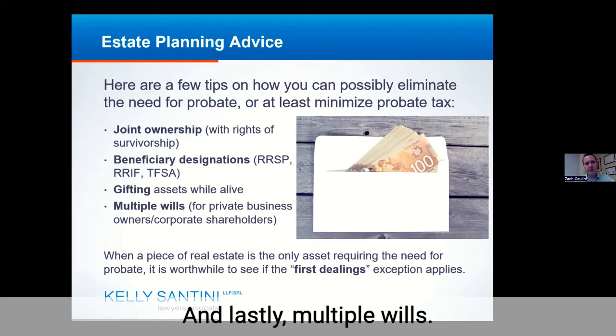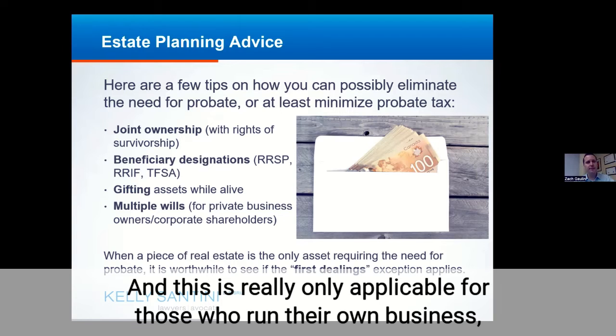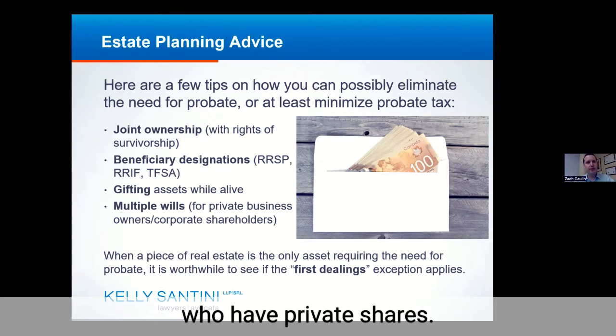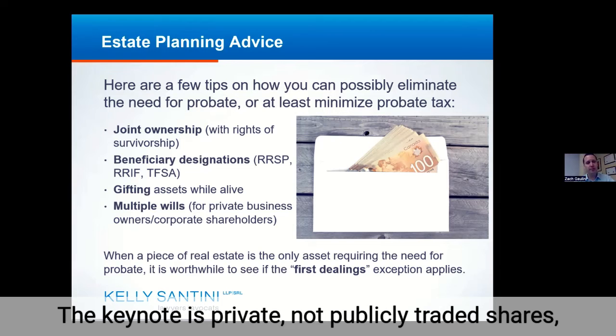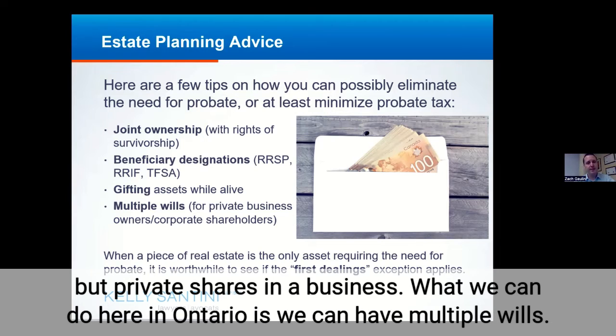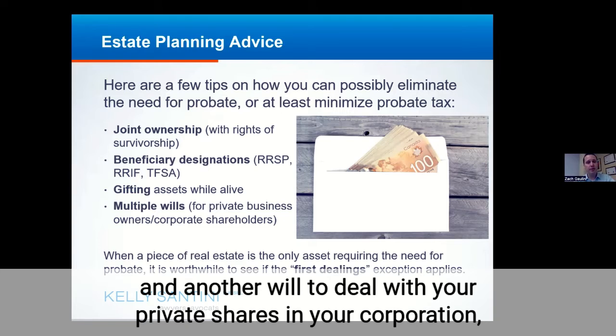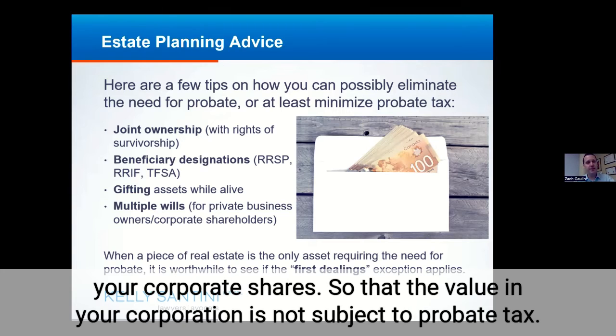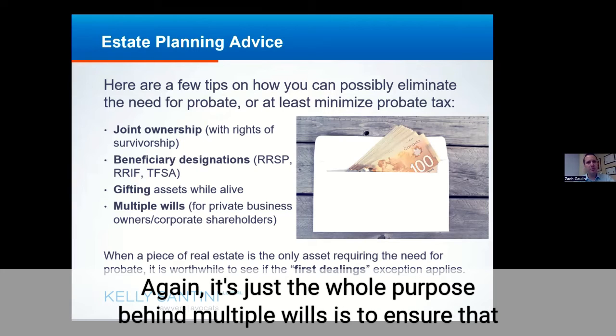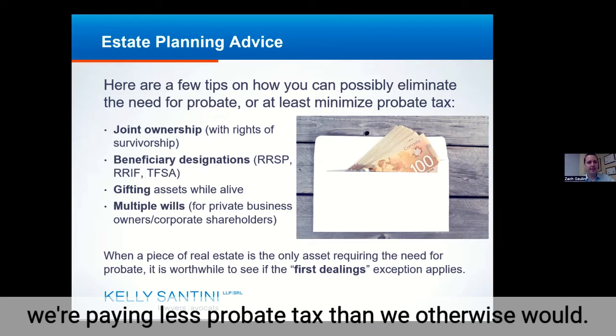And lastly, multiple wills. And this is really only applicable for those who run their own business, who have private shares. The key note is private, not publicly traded shares, but private shares in a business. What we can do here in Ontario is we can have multiple wills. One will to deal with your personal assets that you own in your personal name, and another will to deal with your private shares in your corporation, your corporate shares, so that the value in your corporation is not subject to probate tax. Again, the whole purpose behind the multiple wills is to ensure that we're paying less probate tax than we otherwise would.